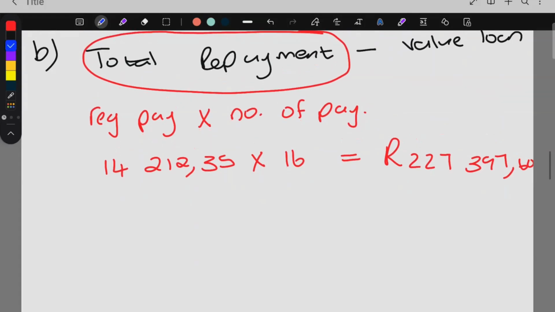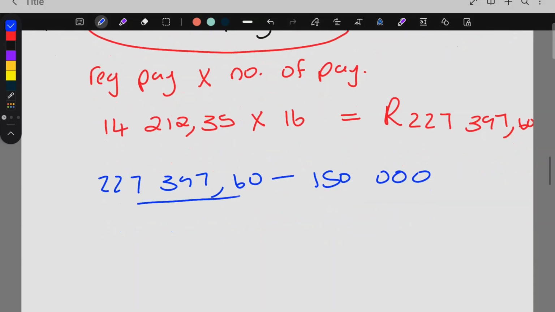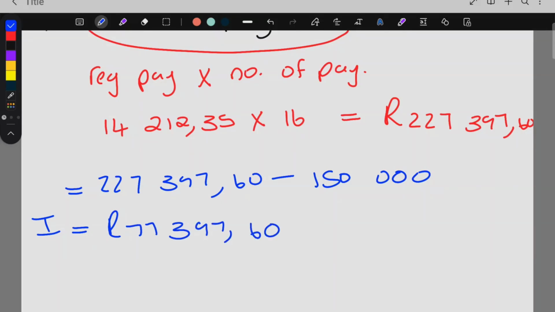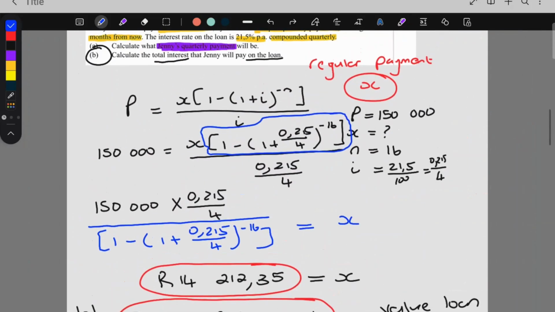So now I'm going to say my total repayments minus the value of the loan. Remember, the loan was 150,000. So when you buy the car for 150,000, but you're actually paying this back, eh? So that means the difference between these two things is called interest. So the interest is then 77,397.60. And there you have it. This is the amount of interest that you are actually paying on this loan. And that's how you do that example, grade 12s.